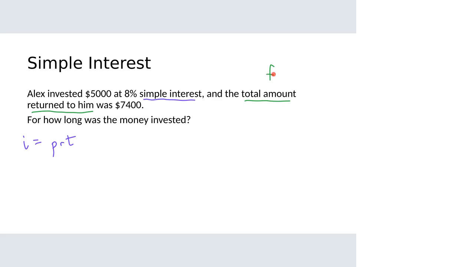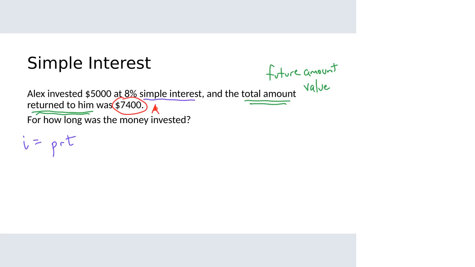That represents our future amount or future value. Either of those, they mean the same thing. Those are interchangeable words. Future amount, future value. The total amount returned to him, this is how much they gave him at the end. He gave him 5,000, and when the time was up, they gave him back 7,400. This is not the amount of interest that was earned. Instead, this 7,400 is the future amount, the future value.